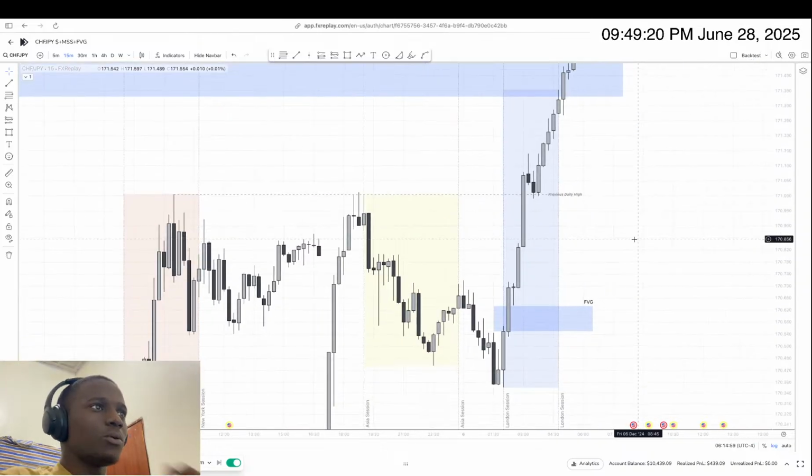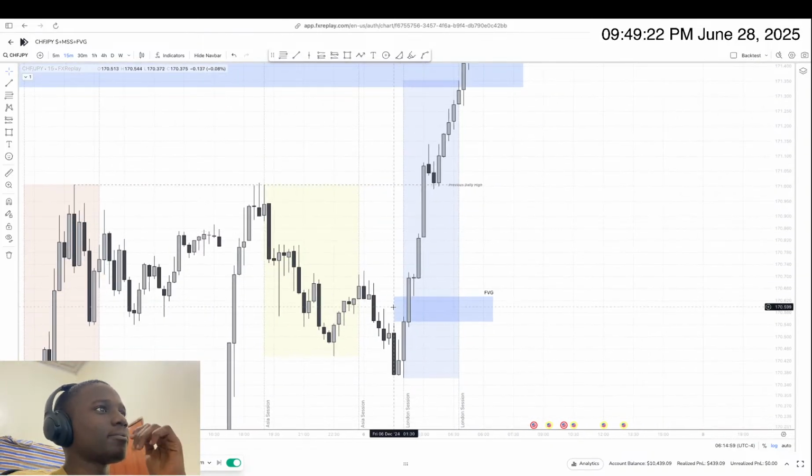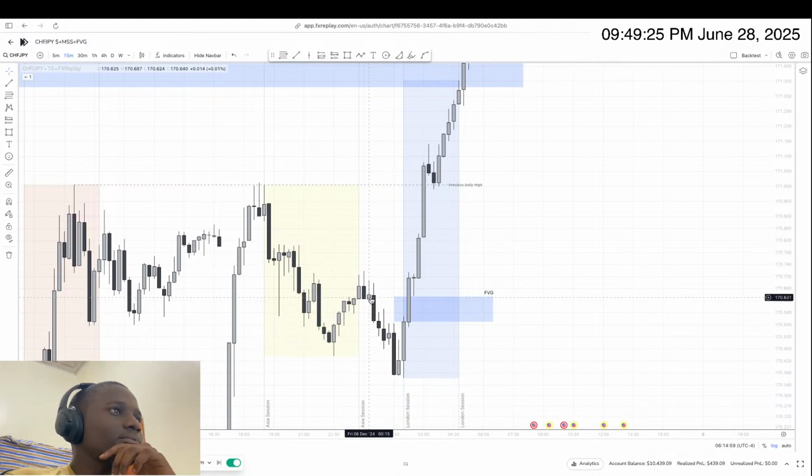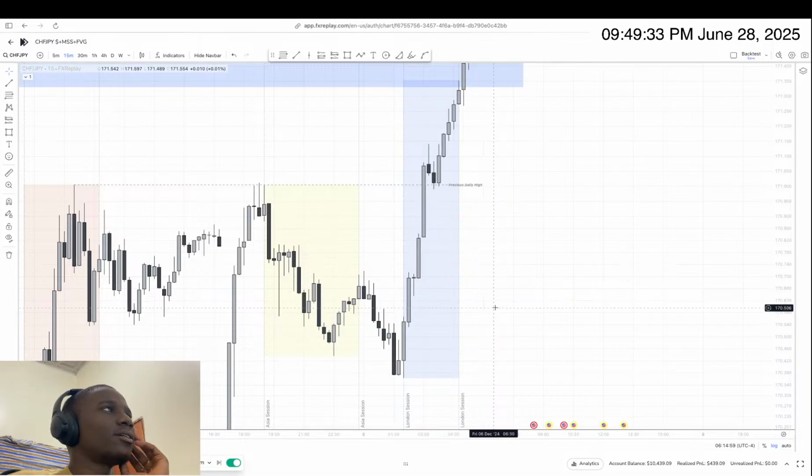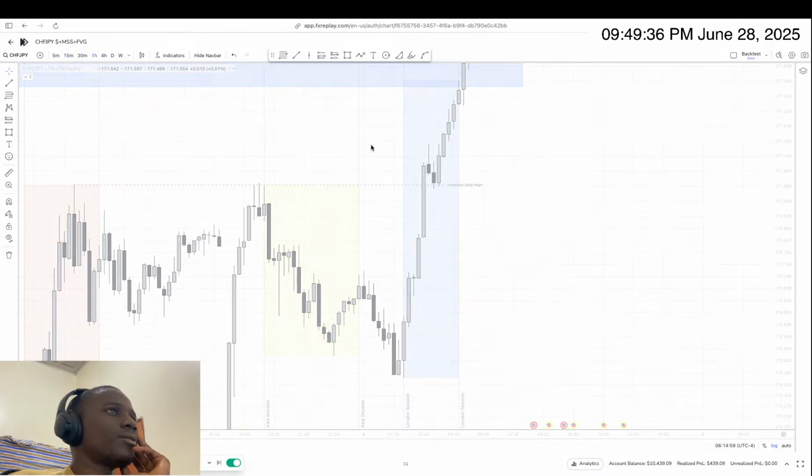I actually don't know why, but maybe you should enter on the inversion of the gap. I don't know, but yeah, this would have been a really nice trade. Going on now on the 1 hour.